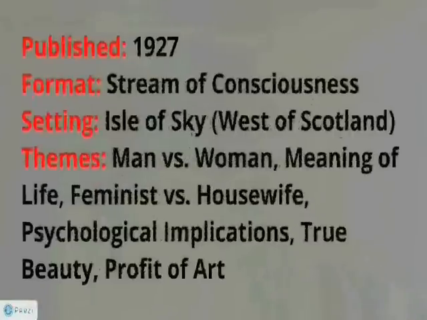General information. To the Lighthouse was published in 1927 through the Hogarth Press. It was written in a stream of consciousness format, which basically means that the characters express their thoughts with no certain structure to guide them. This allows the reader to really look into the characters' minds. The novel takes place by the sea on the Isle of Skye, which is by Scotland.